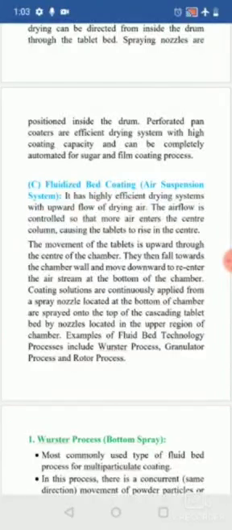Okay, and again the coating solution is also applied from the spray nozzle, which may be located in the bottom.